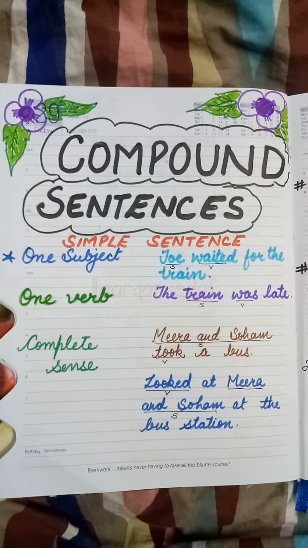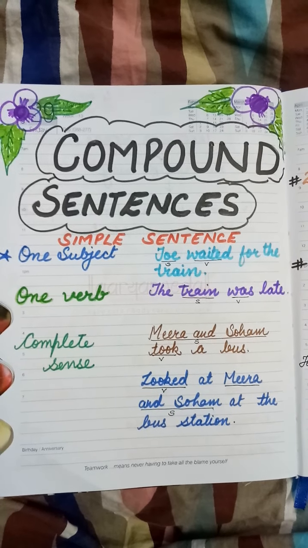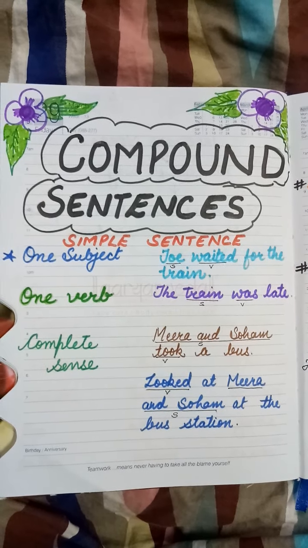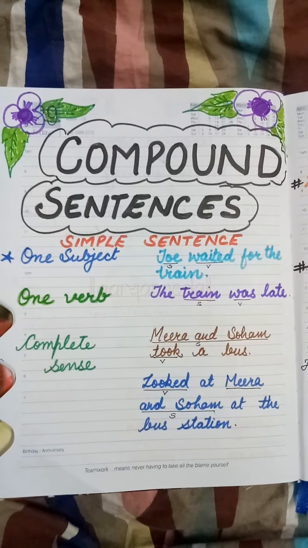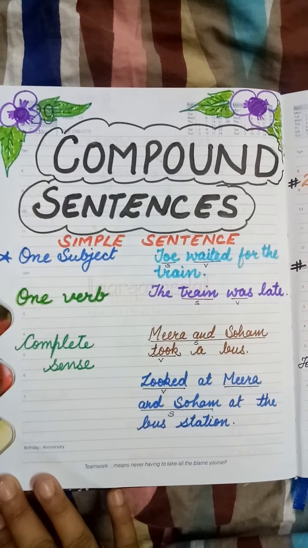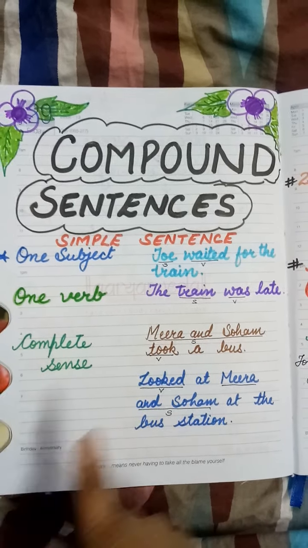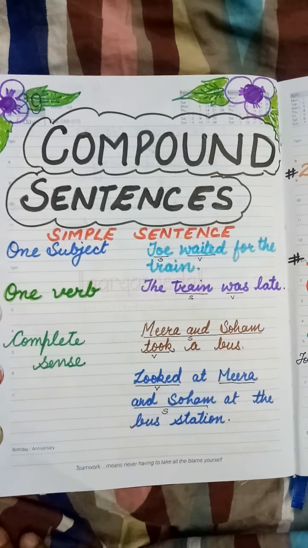For example, Joe waited for the train. Here the subject is Joe and waited is the verb. So you can see that one subject, one verb. The train was late. Here one subject, one verb. So it is a simple sentence.